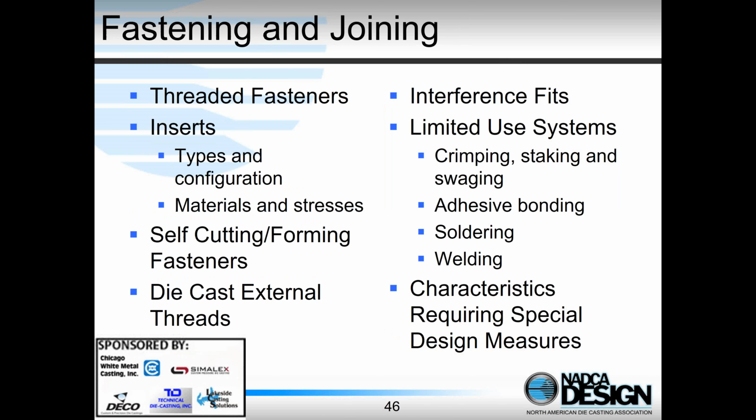The example I just showed actually was a casting. It had threaded fasteners cast into it. And this slide, therefore, summarizes different methods you can use to join die castings. So we can use threaded fasteners, we can use cast inserts, self-cutting fasteners, we can die cast external threads. We'll talk about that in a minute. Interference fits. Generally, we only have limited use of crimping, staking, swaging, things like that. And this is due to the limited ductility that conventional die castings have. They don't really have enough ductility for those kinds of forming operations.